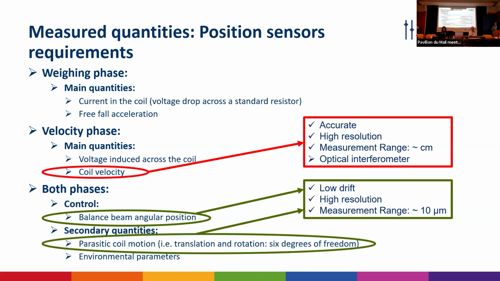So in terms of requirements for position sensors, the position sensor will be used in many of these measurements. The parasitic coil motion needs to be characterized along the 6 degrees of freedom of the coil. 5 of them are there only for the determination of the uncertainties. That's inside the secondary quantities. And usually we are using relatively basic position sensors.